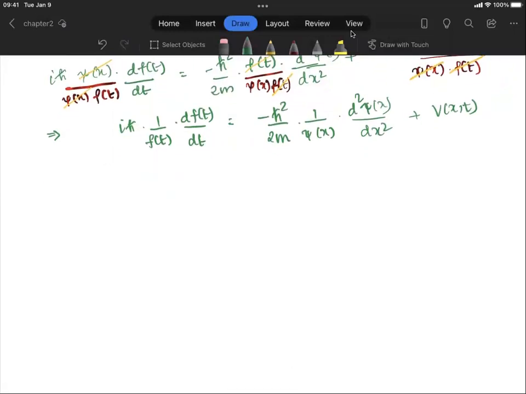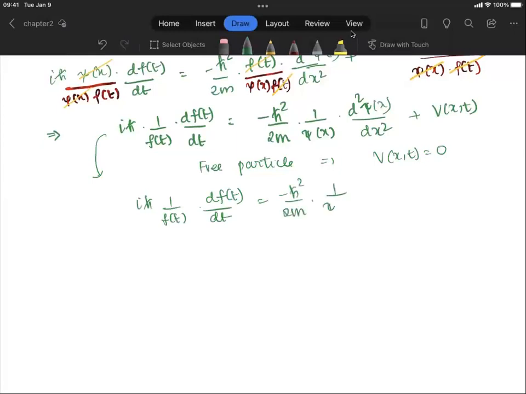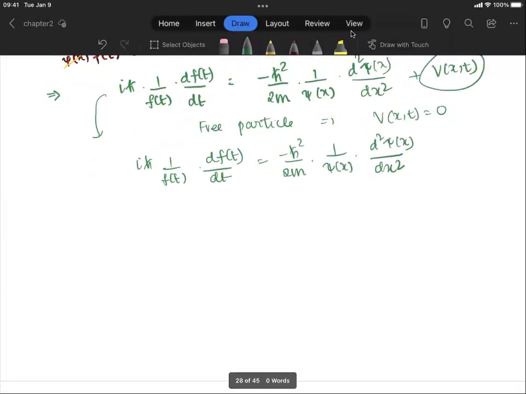In this case, we are dealing with a free particle, right? That would imply that the potential is zero everywhere. A free particle is basically a particle that's free of any external potential. So this equation can be written as this, and we can completely ignore the potential because we're dealing with a free particle, and that's equal to zero.